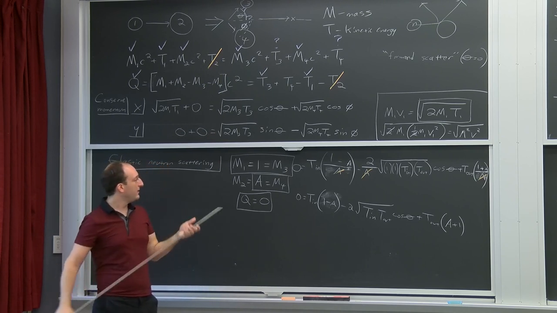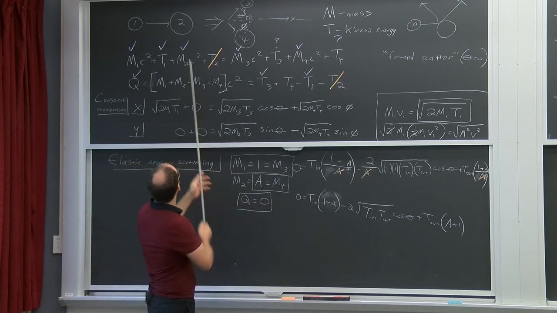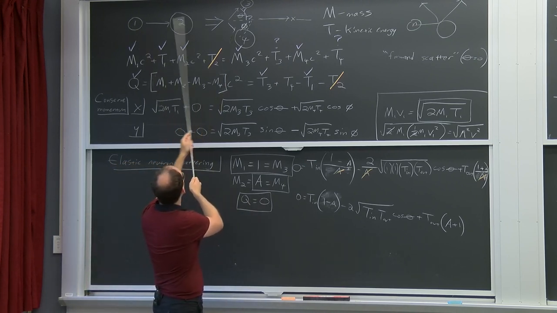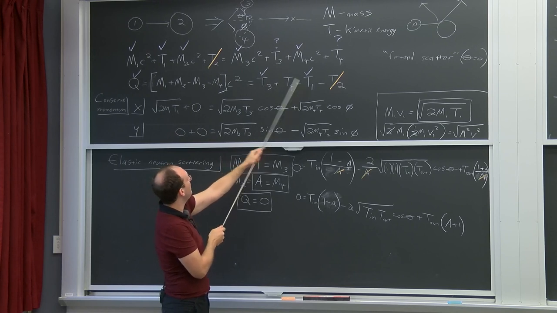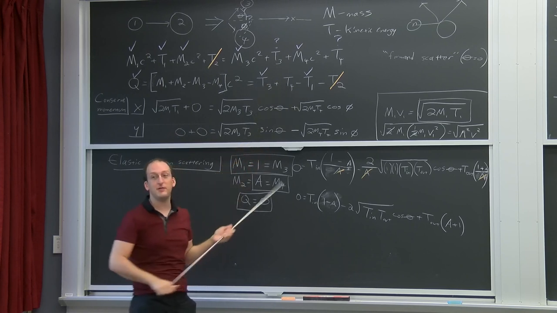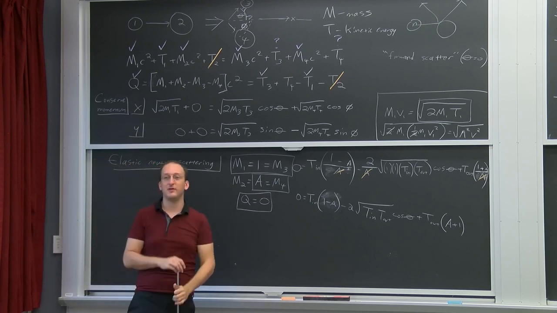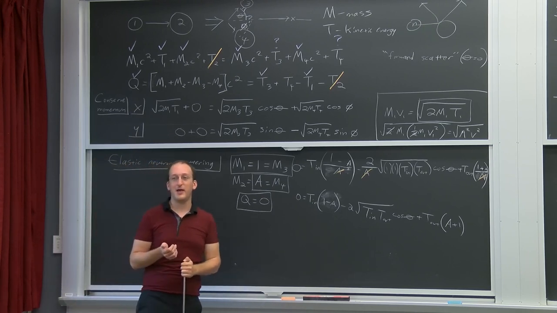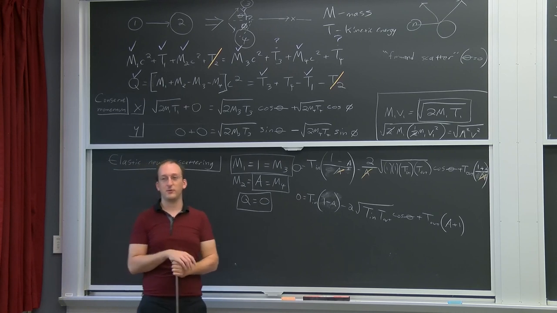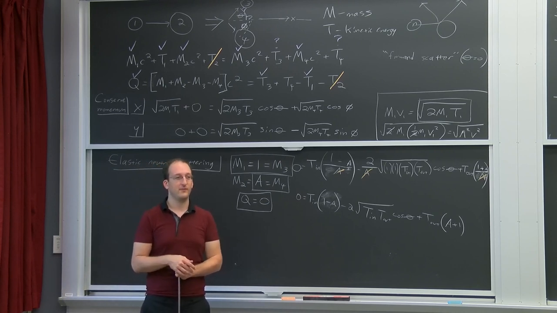So let's say, what would we call it? What is it? Yeah, so T1 would have to be the same as T3 and T4 together for this Q equation where Q equals zero to be satisfied. So what you said can happen, but it's only the case for forward scattering. Any other questions? Yep?